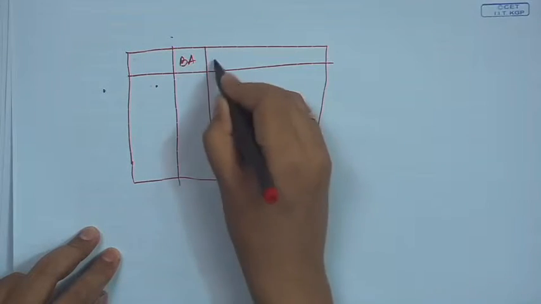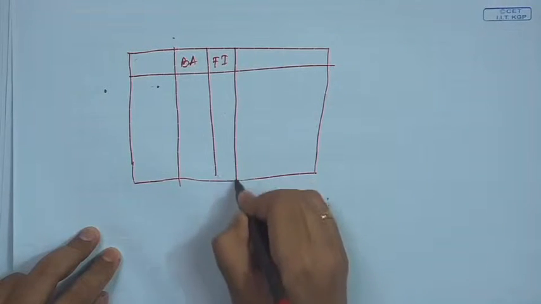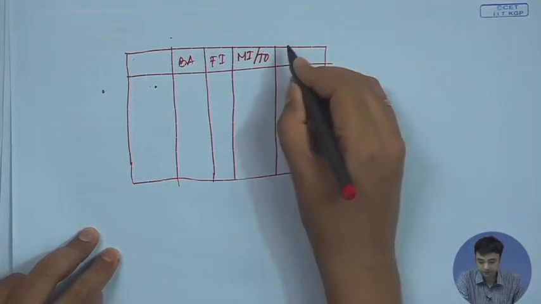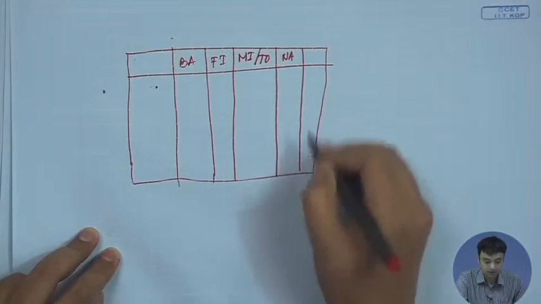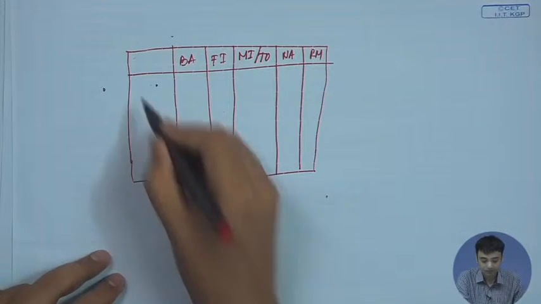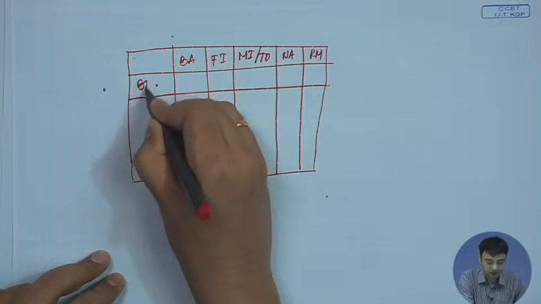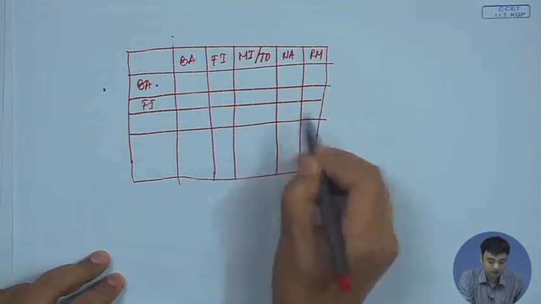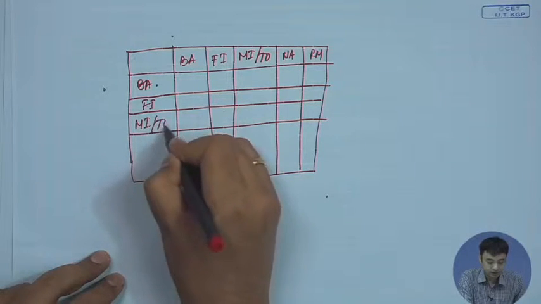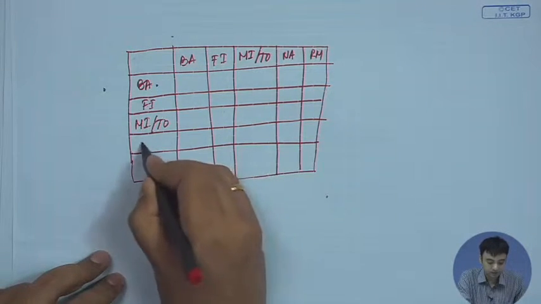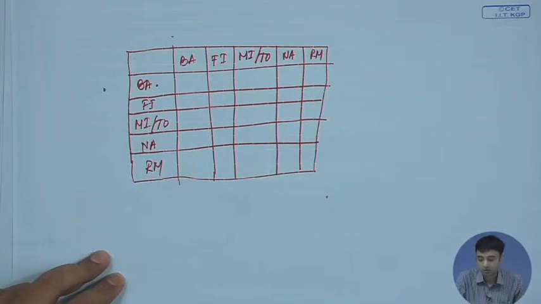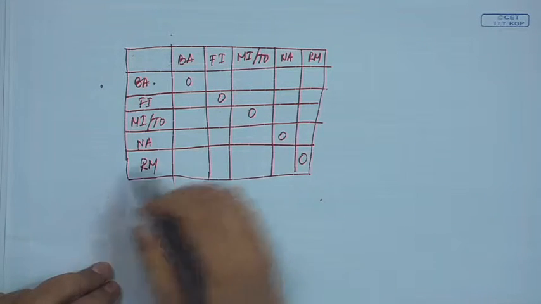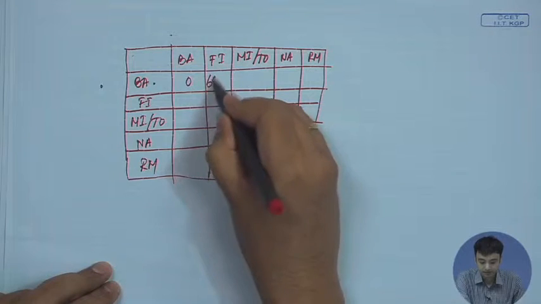Bari, Florence, now Milan and Turin come together, Naples and Rome. Similarly here, Bari, Florence, Milan and Turin together, Naples and Rome. Again we can fill in the entries of this matrix.